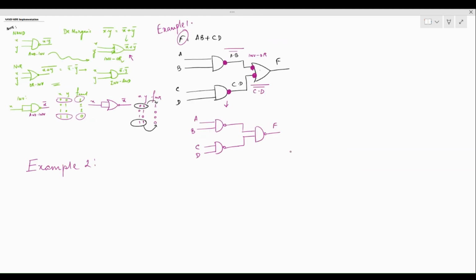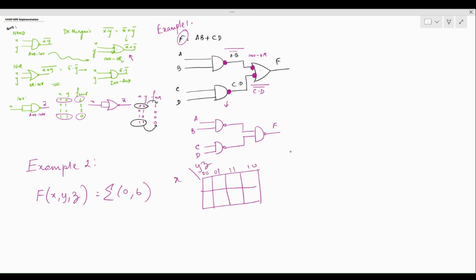Let's look at another example. Say we need to implement the function f of x, y, z is summation of 0, 6. So what does this mean? This means that I can represent this using the K-map and find the expression, or I can simply write out the expression using the number of the minterm. While I represent it in the K-map, this is going to be x, y, z, 0, 1, and this is 0, 1, 2, 3, 4, 5, 6. This is 6. So these are the two minterms.